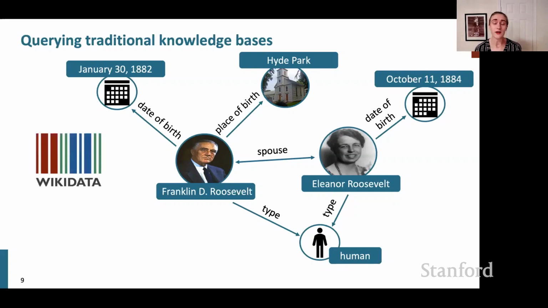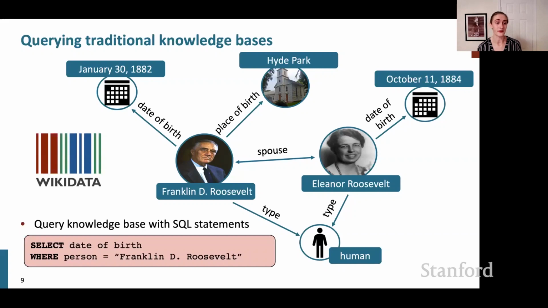So Wikidata is one very popular knowledge base you might come across if you're working in this area. It's a free knowledge base that's actually populated by humans, so they're filling in these relations and entities, and it's also multilingual. So if you want information from this knowledge base, what you would do is write a SQL query. This is a simplified one, but the idea is you'd want to figure out the date of birth of Franklin Roosevelt, so you would write a query like follows.